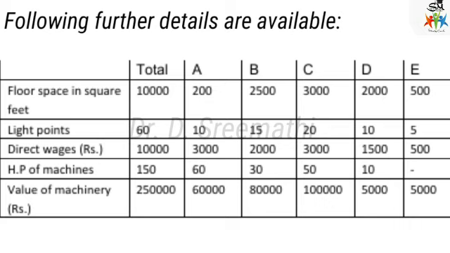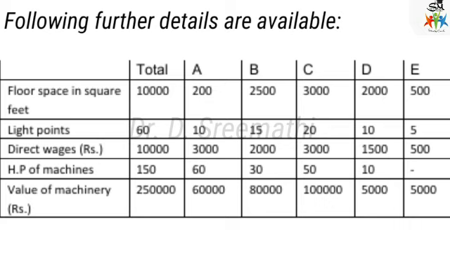Light points: total points 60. For department A 10, department B 15, C 20, D 10, E 5. Then direct wages: total wages 10,000. A 3,000, B 2,000, C 3,000, D 1,500 and E 500.